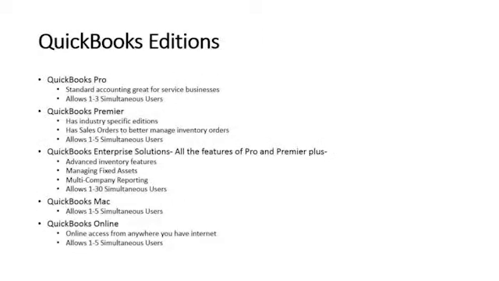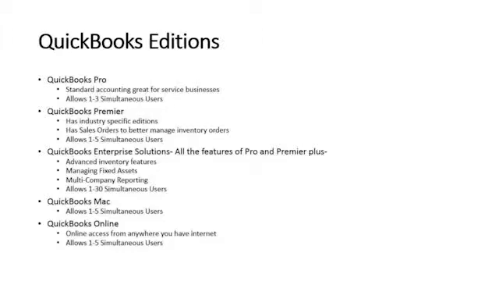First, the editions of QuickBooks. The smallest edition that you can get now is QuickBooks Pro. It's standard accounting for service-type businesses, and it allows 1 to 3 simultaneous users. The second edition, which is what we're going to be working in today, is the QuickBooks Premier Edition. It has industry-specific editions such as nonprofit, contractor, wholesale manufacturing, etc. It also allows for sales orders and better managing of inventory, and it allows 1 through 5 users.